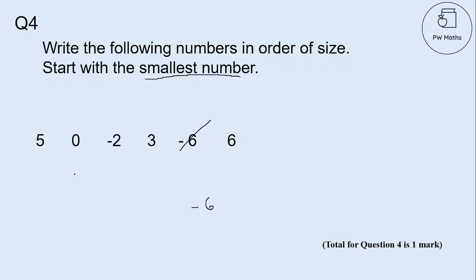Cross it through, followed by -2, followed by 0, and then 5, and then 6. That's a nice 1-mark question.